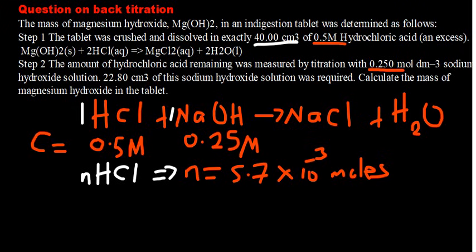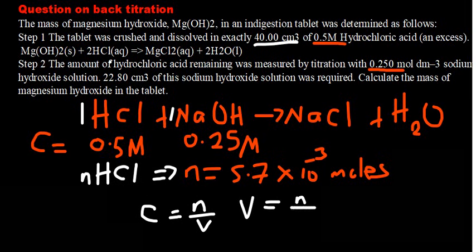So let's try to move. We know that concentration is actually given by number of moles dissolved in a given what? Volume. So we have the number of moles here, and we have concentration. If you make volume the subject, volume is given by the number of moles divided by what? Divided by the concentration. So number of moles divided by the concentration.